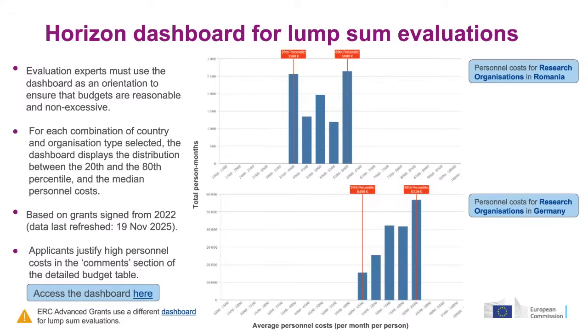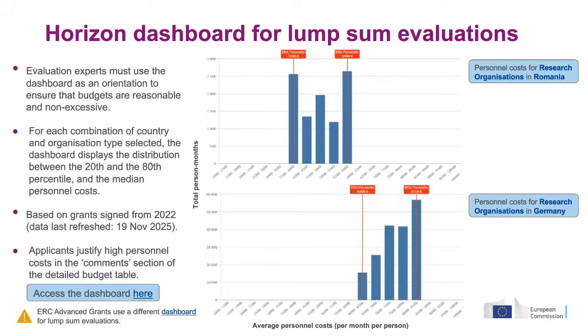And it's also known that these costs vary a lot between different European countries and beyond. We also fund many grantees outside Europe. And experts might find it difficult to know what is a reasonable cost for a person month in these countries and in these organization types. That is why we provide the distribution of what was the average cost for a person month in the signed grants that we have signed in the last 3 years.